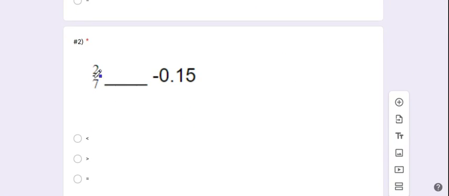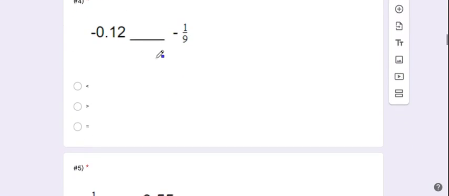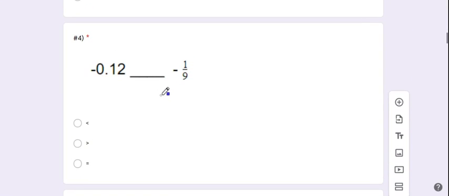Number two, you have the same situation as far as comparing a positive number to a negative number. And number three, you're comparing two negative numbers. So change this fraction to a decimal and then compare these two. And number four, let's do this one together. So we have this decimal, negative 12 hundredths, and this fraction, negative 1/9.